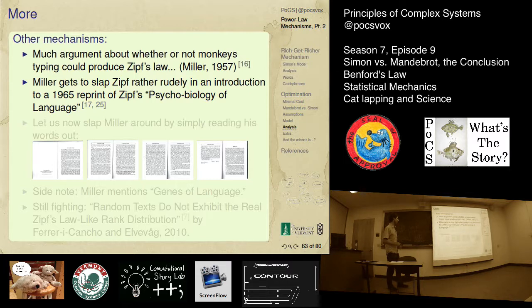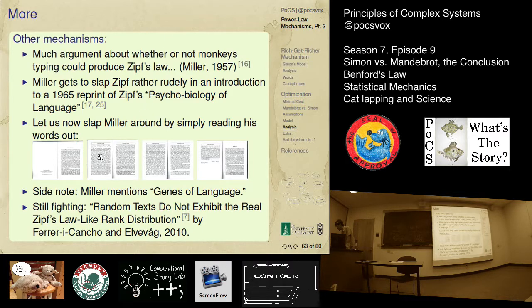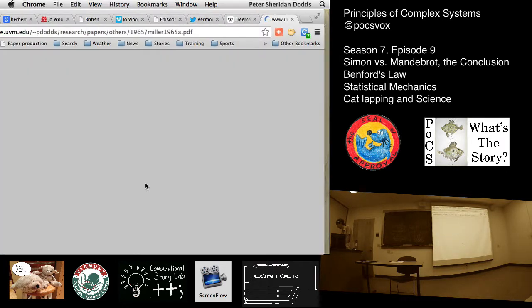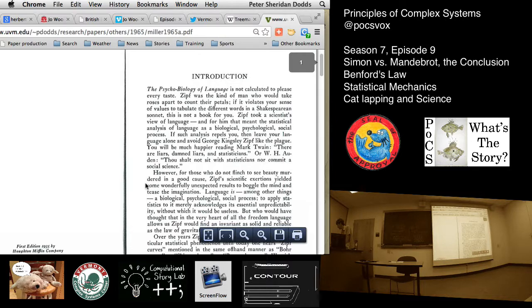Anyway, it's kind of rough. We don't have to do this. He does mention genes of language, which is quite interesting. Let me see if I can get that to work. There you go. Random texts do not exhibit the real Zipf's law-like distribution. So can I get this to work? I'm not going to read all that, but you can, right?